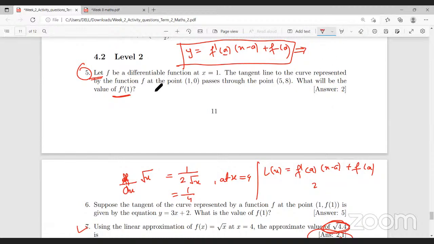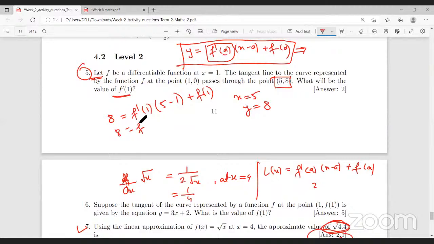Here a equals 1, and this is what we have to find. My tangent will pass through this point, so when x equals 5, y equals 8. I can write y equals f dash of 1 times x minus 1, plus f of 1, with x as 5. So 8 equals f dash of 1 into 4 plus f of 1. Now when x equals 1, y equals 0, so f dash of 1 will be 2, right? Okay, got it.